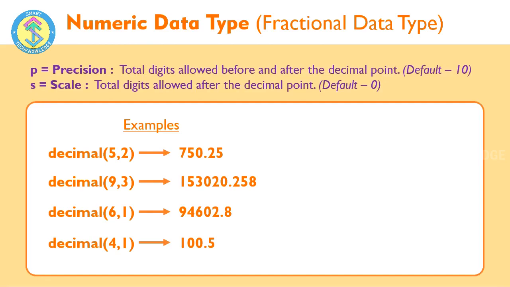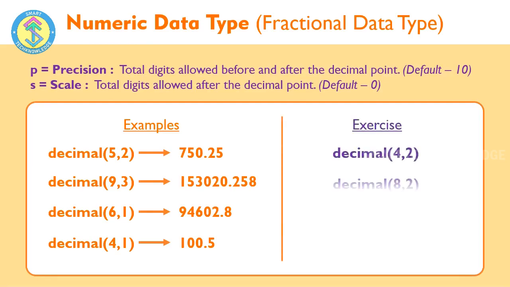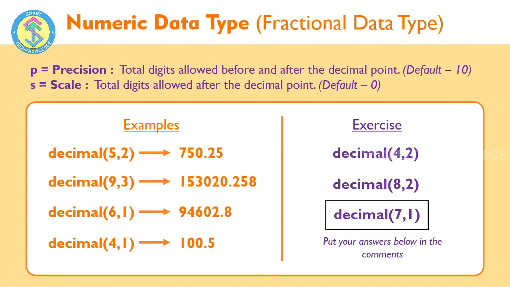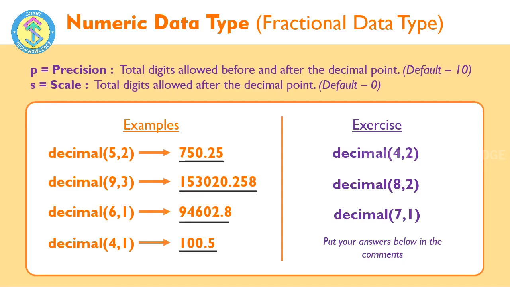I am giving you a small exercise. There are 3 questions on the right side of the screen. Decimal 4,2, decimal 8,2 and decimal 7,1. On the basis of the example which you saw in the previous slide and the examples which are there on your screen right now on the left side, you have to find the answer. It can be any number. The answer must be in this format. After finding the answer, put it below in the comments.